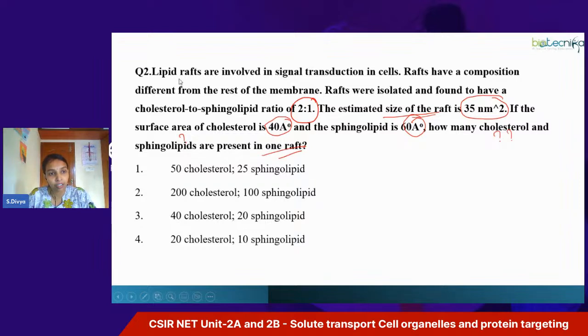Lipid raft related questions are very frequent in the exam. Okay, remember its composition, its properties, then types of lipid rafts. These should be considered when we are going for the CSIR exam.